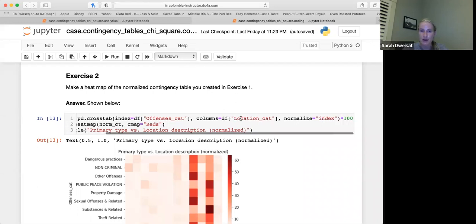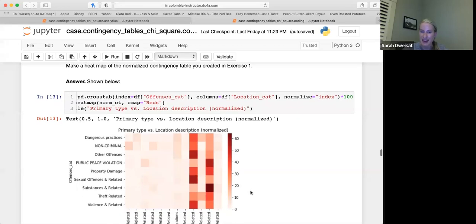So again, the same code where we created this crosstab. We use this crosstab function to make a contingency table with the rows being offenses and the columns being location. We normalized it by row times 100 so that we could have our percentages, which just helps us with this table, because this is our key here for legibility. To say 60 means 60%. So if we see these darker, that's closer to 60%. So that's how we would make our heat map for our normalized table.